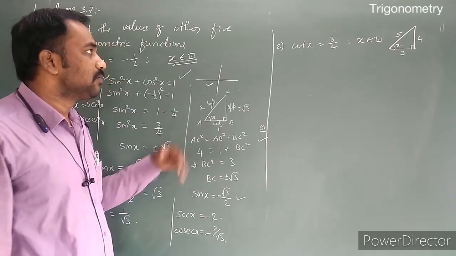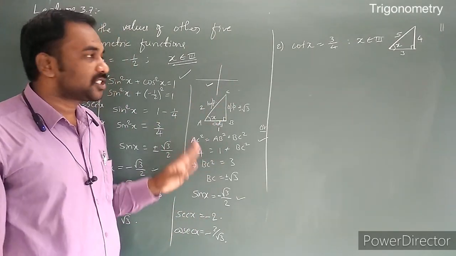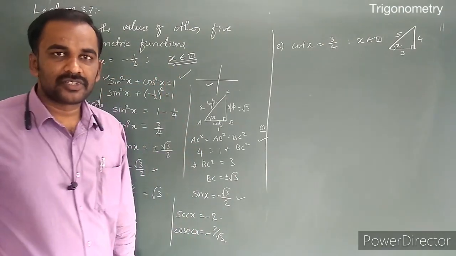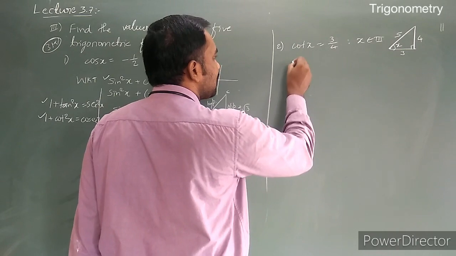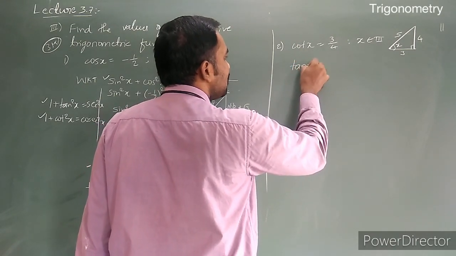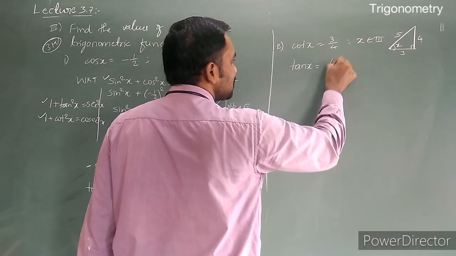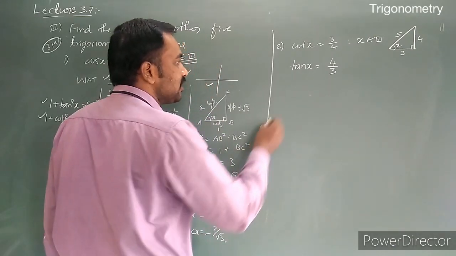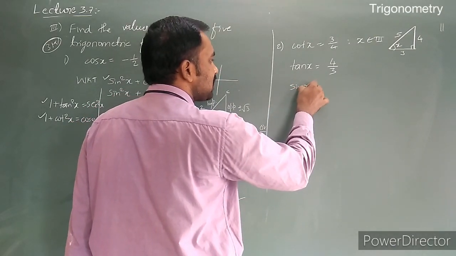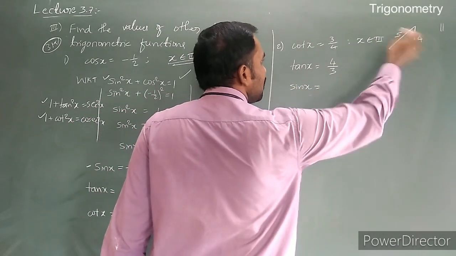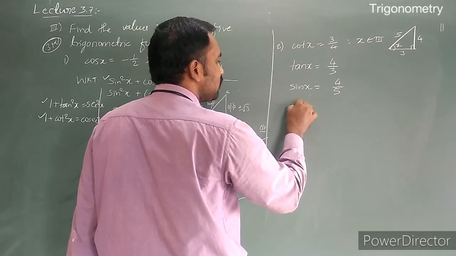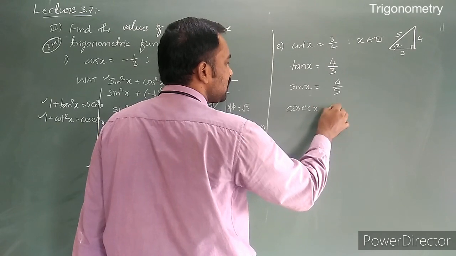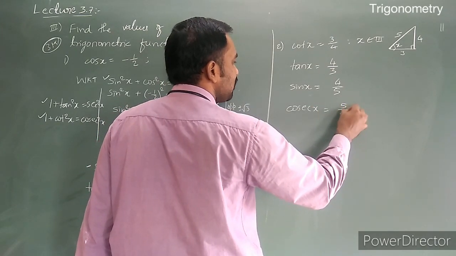In this case, I am telling a different method. First of all, write all the 5 ratio values. No need to worry about the sign. Cot is given. Write tan, which is the reciprocal of cot, that is 4 by 3. Next, sin x is opposite divided by hypotenuse, that is 4 by 5. Next, cosec x is the reciprocal of this, 5 by 4.